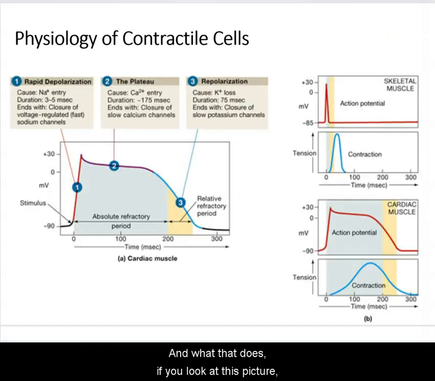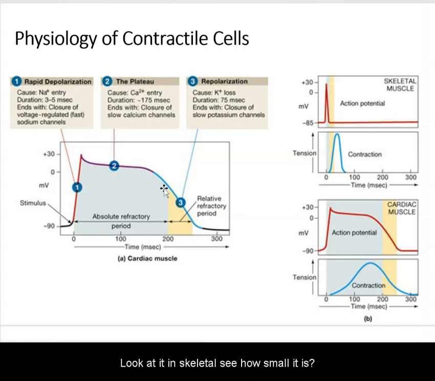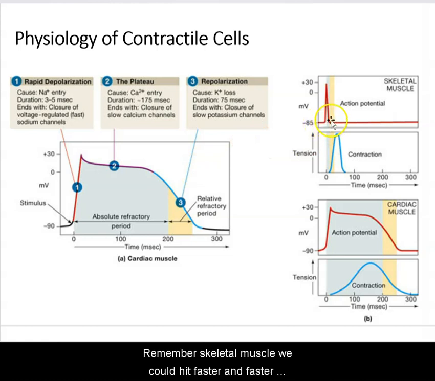And what that does, if we look at this picture, here's your cardiac muscle. So number 1, sodium channels open, sodium rushes in. Here's skeletal muscle, okay? Notice skeletal muscle was really fast. There's the depolarization and the repolarization. Now, if we come over here, though, the second step is calcium enters. That's what's going to cause this nice long plateau. That's the absolute refractory period. Remember, the absolute refractory period is the time that you cannot generate another action potential, no matter how strong. Look at it in skeletal. See how small it is?